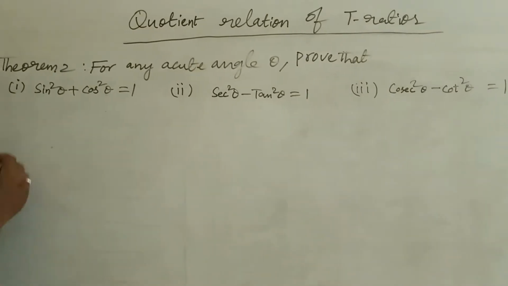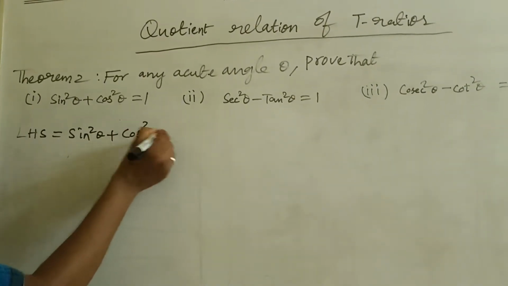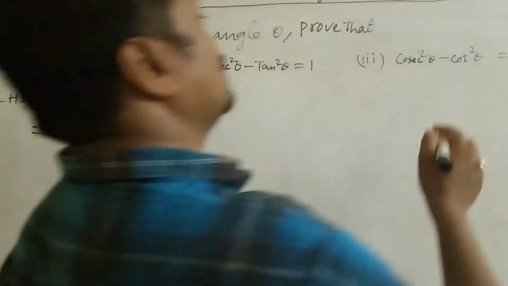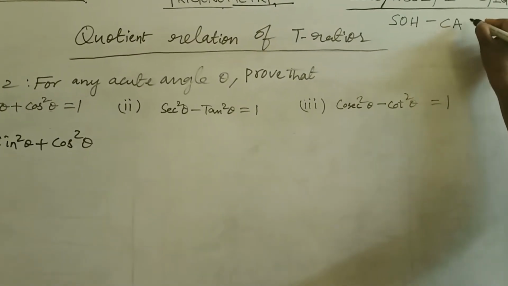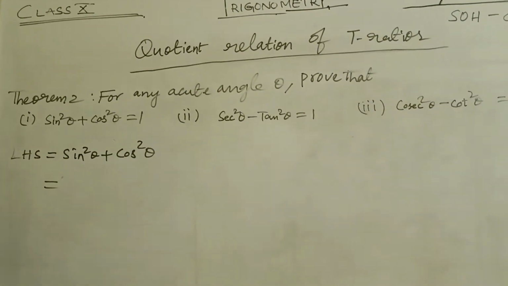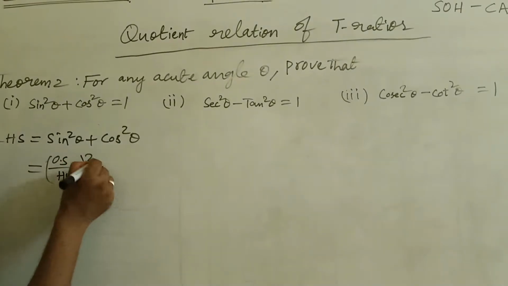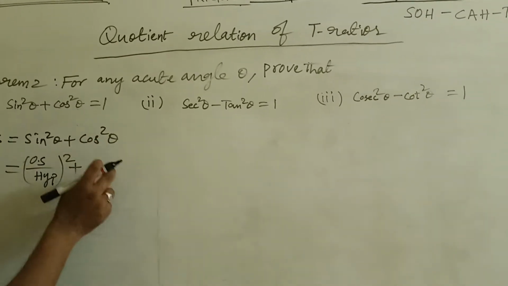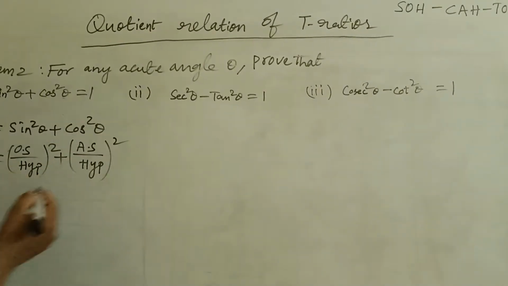How to prove this? It's very simple. Just take LHS: sin square theta plus cos square theta. What is sin theta? According to SOH CAH TOA, sin theta is opposite side upon hypotenuse. So opposite side upon hypotenuse whole square, plus, because the square is there, and cos theta means adjacent side upon hypotenuse, so adjacent side upon hypotenuse whole square.